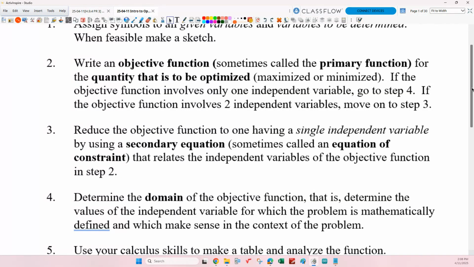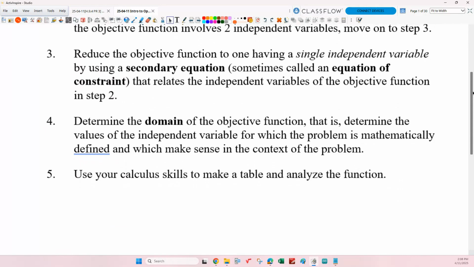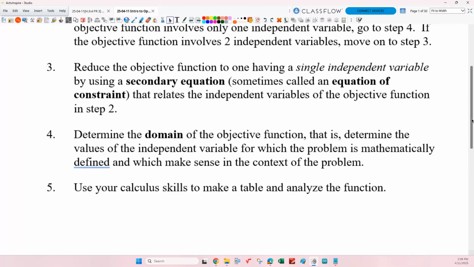I can skip step 3 because I've already got my objective function for a single variable, and I can just go right down to step 4, which is curve sketching, essentially. We're just going to make a table and analyze that function just like you guys have been doing with all your curve sketching stuff.